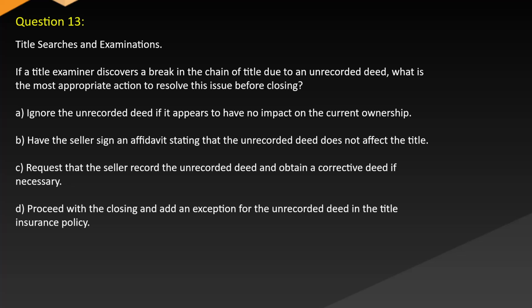Question 13. Title searches and examinations. If a title examiner discovers a break in the chain of title due to an unrecorded deed, what is the most appropriate action to resolve this issue before closing? A. Ignore the unrecorded deed if it appears to have no impact on the current ownership. B. Have the seller sign an affidavit stating that the unrecorded deed does not affect the title. C. Request that the seller record the unrecorded deed and obtain a corrective deed if necessary. D. Proceed with the closing and add an exception for the unrecorded deed in the title insurance policy.